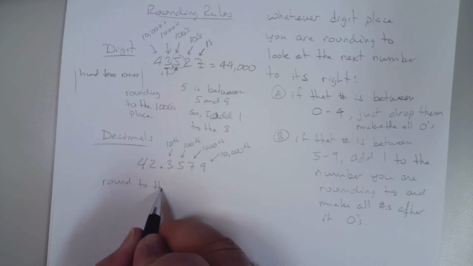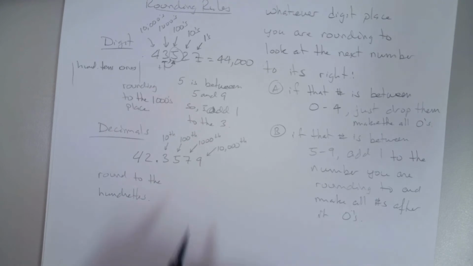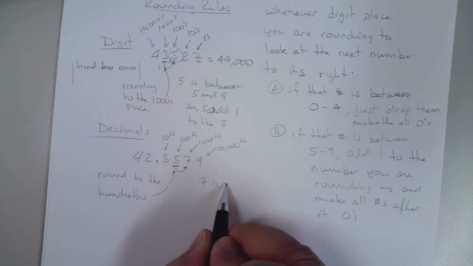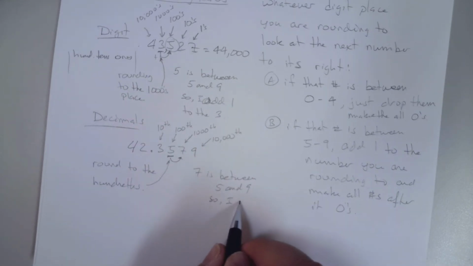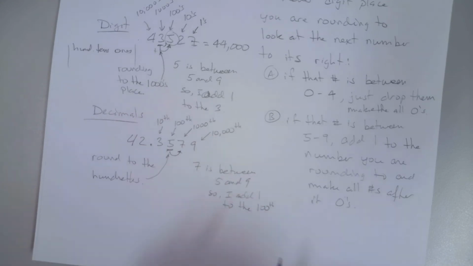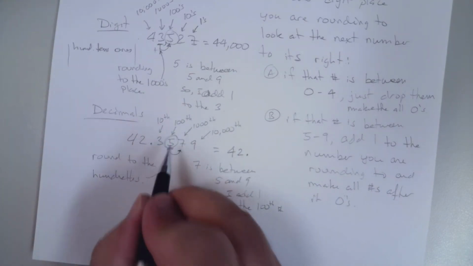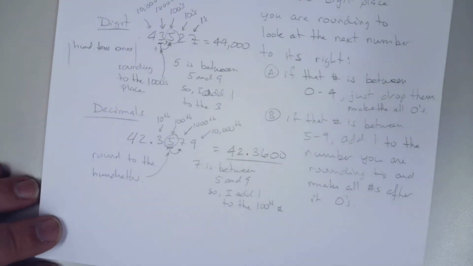Round to the hundredths. So I'm rounding to the hundredths, which is that one. The thousandth is that one. So again, I look at the number right before it. 7 is between 5 and 9, so I add 1 to the hundredths number. So we get 4, 2, decimal. I'm looking at that one, so I add 1 to it. It becomes a 6. And make everything else behind it zeros. There's my rounded number.